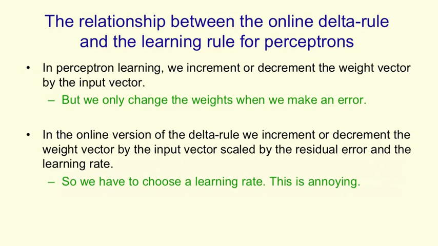And one annoying thing about this is we have to choose a learning rate. If we choose a learning rate that's too big, the system will be unstable. And if we choose a learning rate that's too small, it'll take an unnecessarily long time to learn a sensible set of weights.